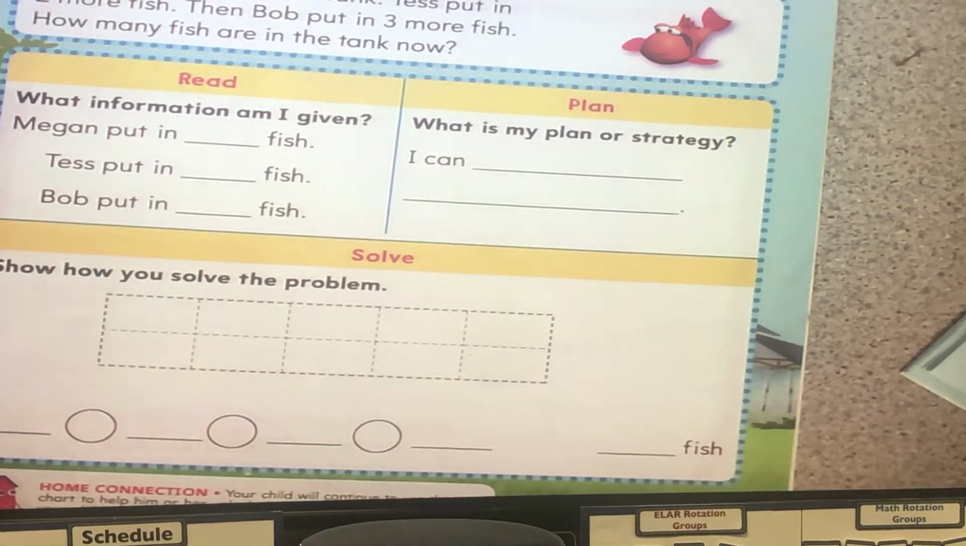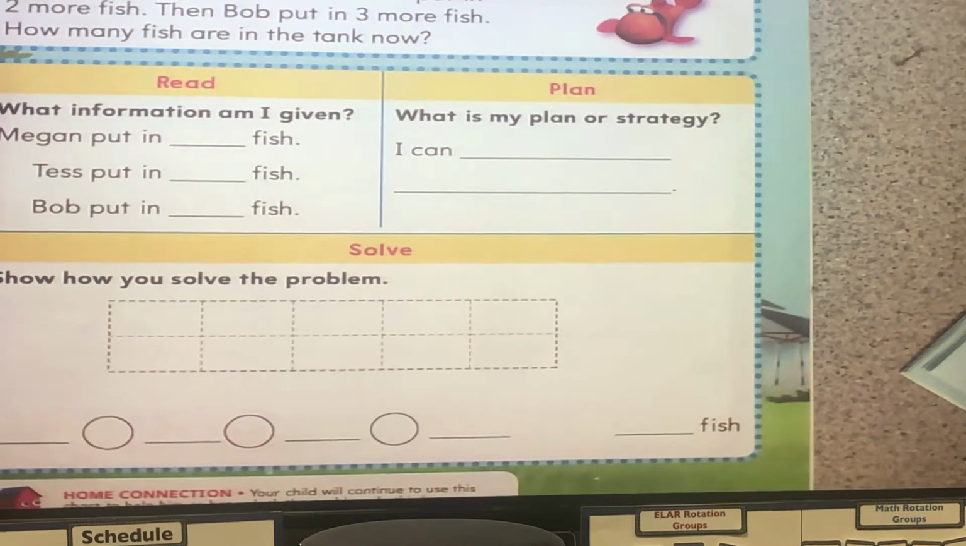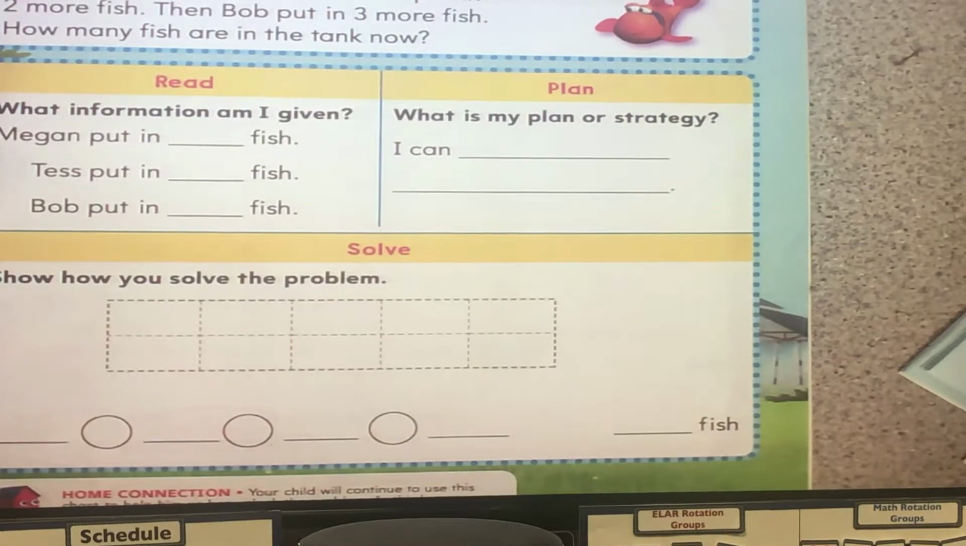Hey boys and girls, it's Thursday and this is lesson 12.4 in your math, week 6. Okay, the question is, how do you solve addition word problems? By drawing a picture. So let's see what the problem is.